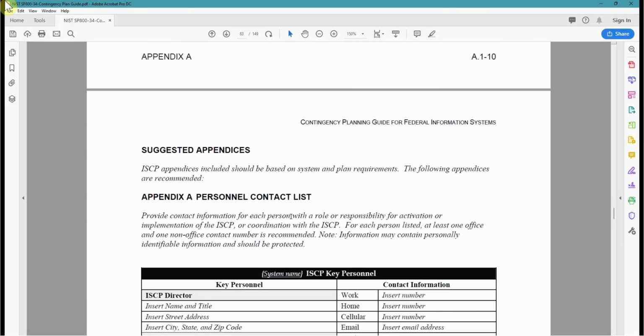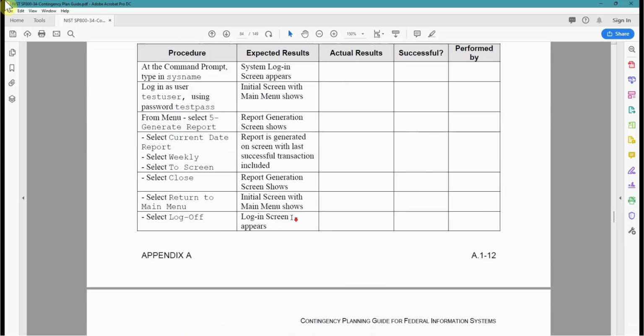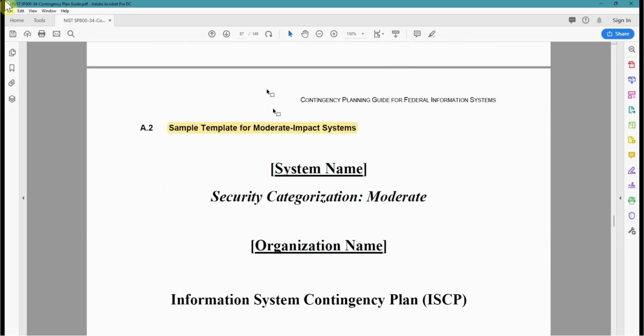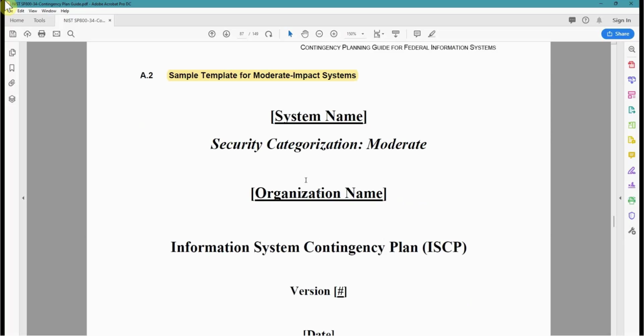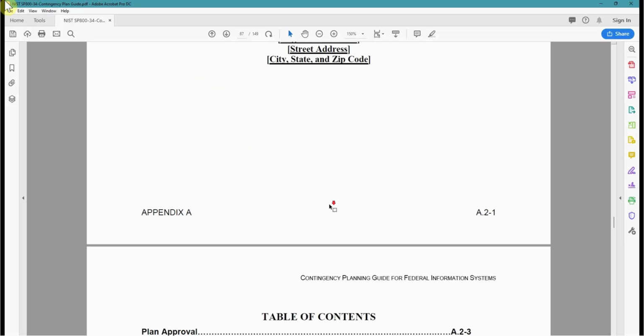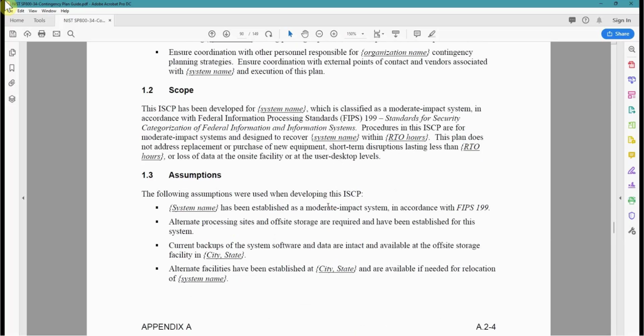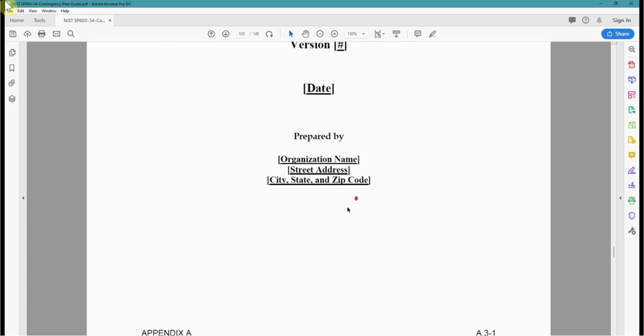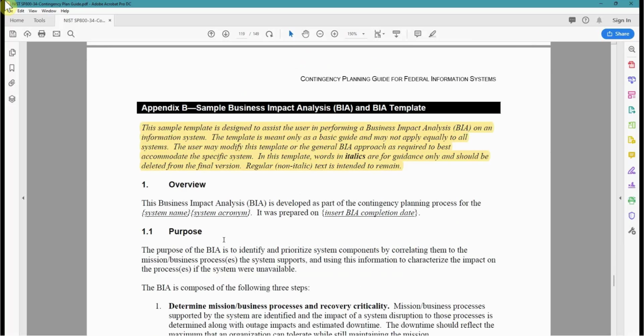Moving on, let's look at this. Let me see. So now on page 87, we have the sample template for a moderate system. Likewise, the same thing. The impact level is moderate, and then the same process. And then on page 103, we have a sample template for a high impact system. The security categorization here is high, and it follows the same process.